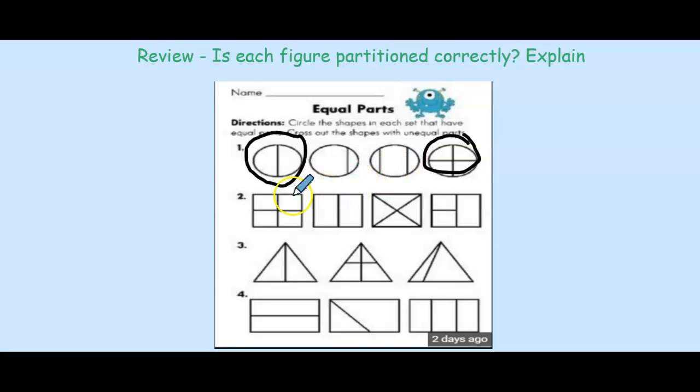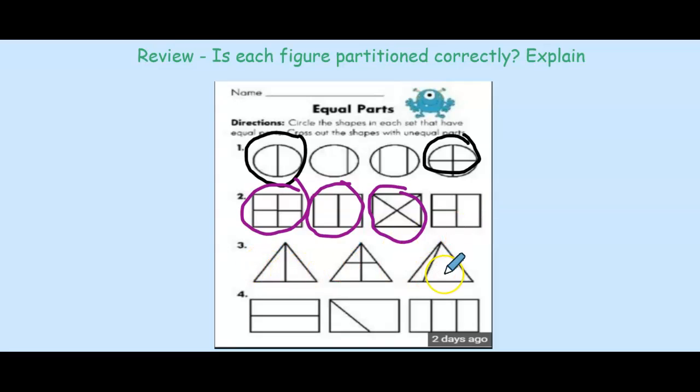What about number 2? Can you point to the shapes that are partitioned correctly? That's right, the first shape has equal parts, second shape has equal parts, and the third shape has equal parts. But what about the fourth shape? No, these are not equally sized partitioned shares. So we can't circle the last shape.